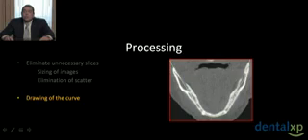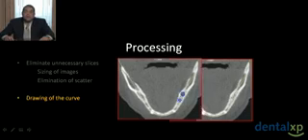Next, we want to address drawing of the curve for processing. When the image is actually taken, we get this horizontal axial image. What we then do is we draw a curve around the arch. The significance of the curve that we draw for processing is that all the other images, the cross-sectional images as well as the panoramic images, are reformatted in reference to it. The panoramic images are reformatted parallel to that line, and the cross-sectional images are reformatted perpendicular to that line.